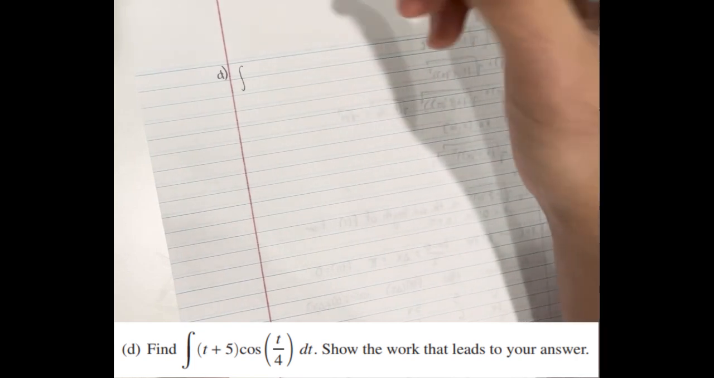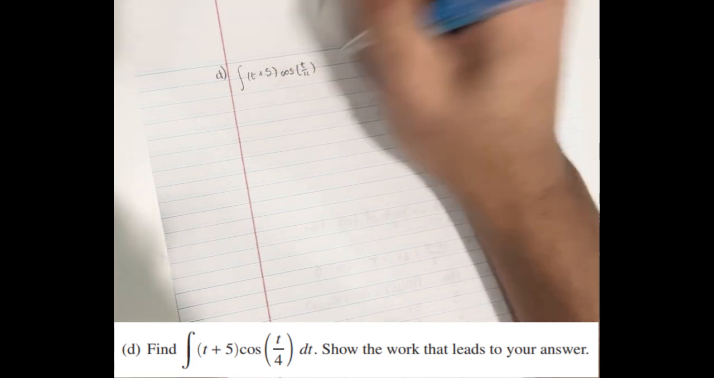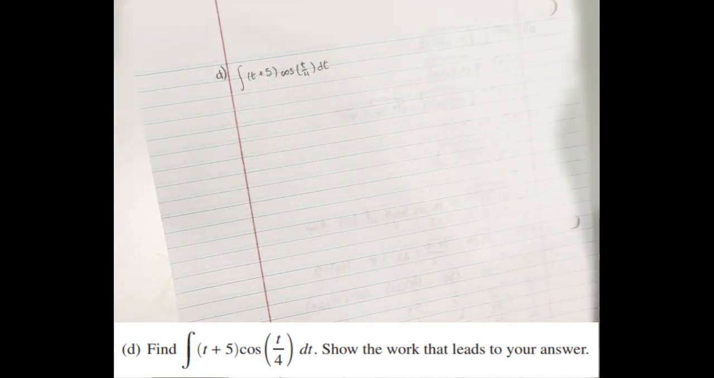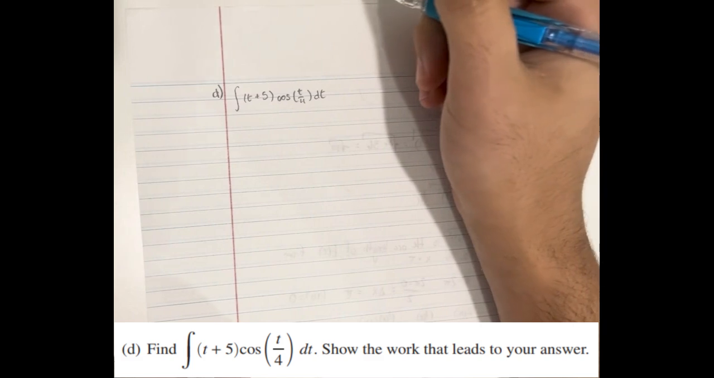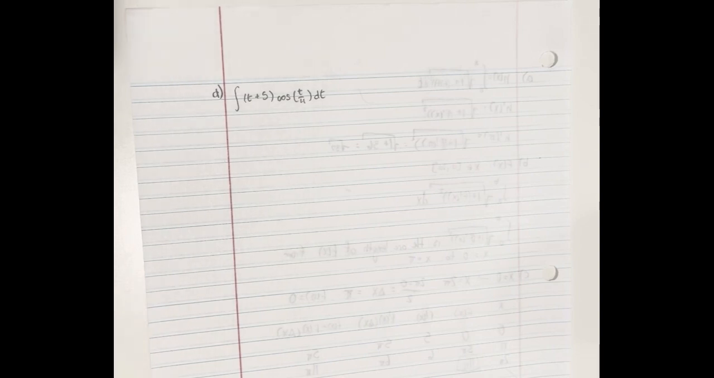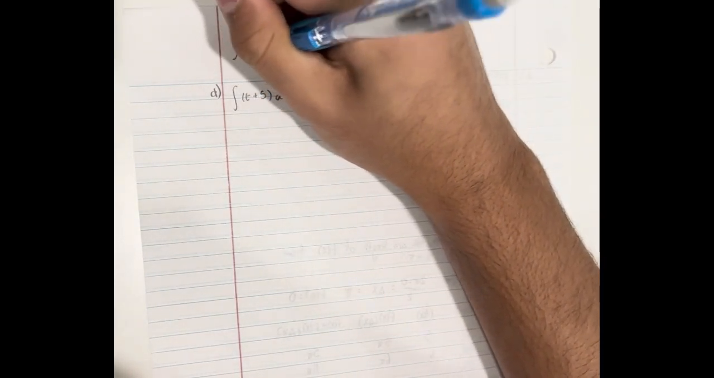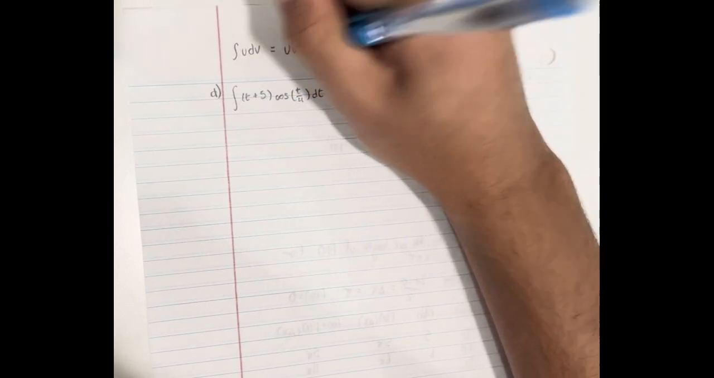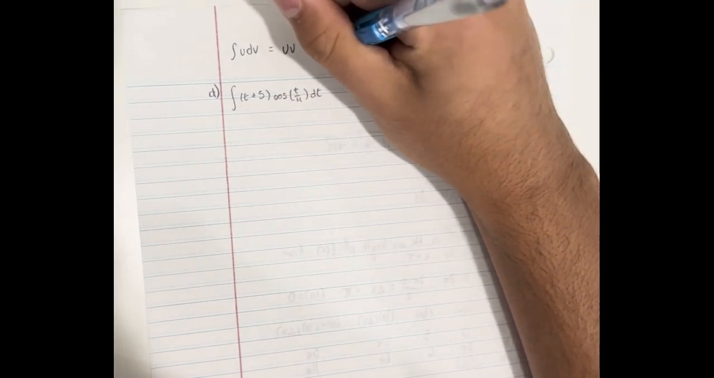And now for question D, it's asking to find the antiderivative of t plus 5 cosine t over 4 dt. And then it asks show the work that leads to your answer. Usually when you see a function times another in an integral, it might be useful to use integration by parts. So remember that the formula for integration by parts is that if we have an integral u dv, that is equal to uv minus the integral of v du.